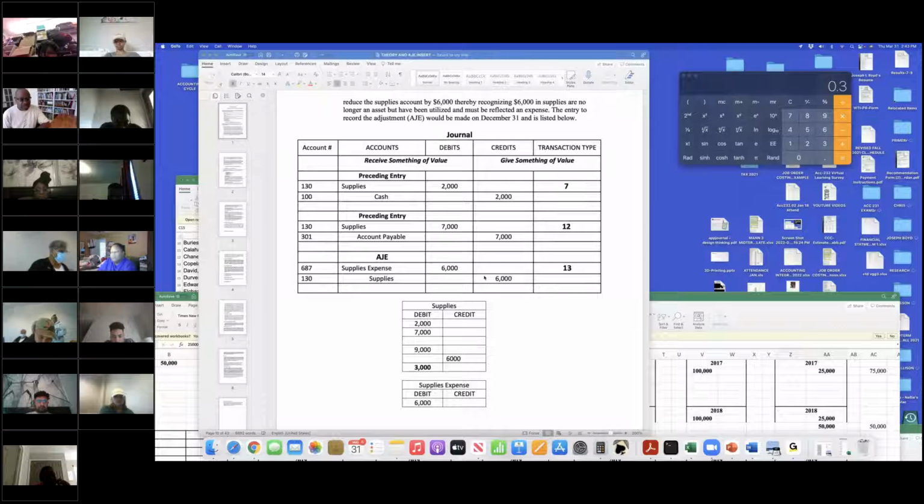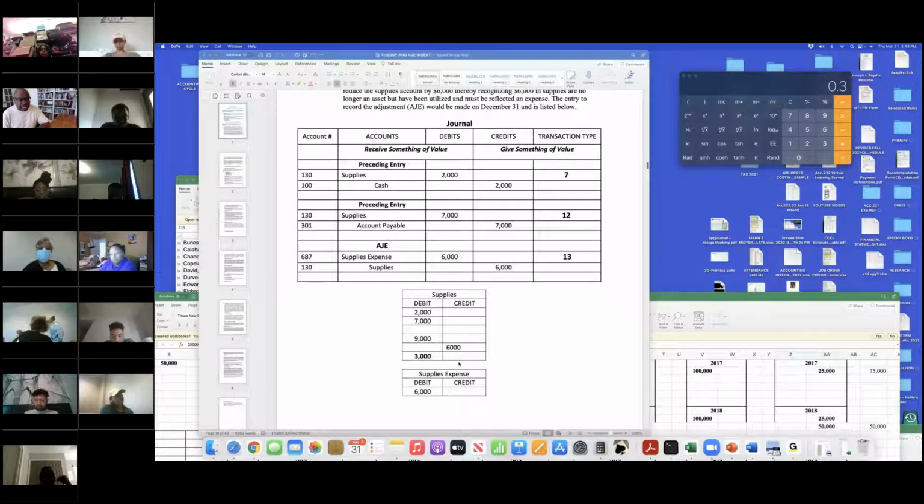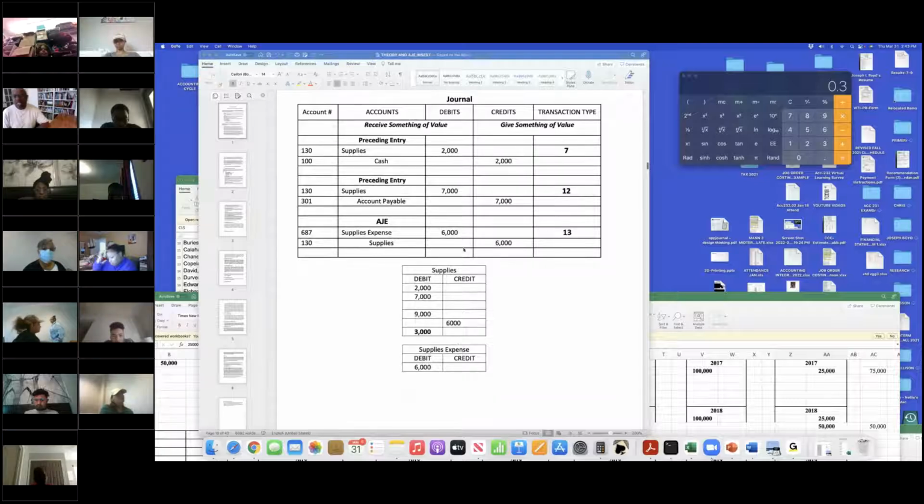So an internal entry, an adjusting entry, is made typically at the end of the year to show how much of the supplies have been utilized. If we bought 9 and we have 3 left, then that means we used $6,000 in supplies. Is there anybody who can't make this adjusting entry for supplies being $6,000? Is there anybody in the room who can't do that? Everybody can do that. Sounds good to me.